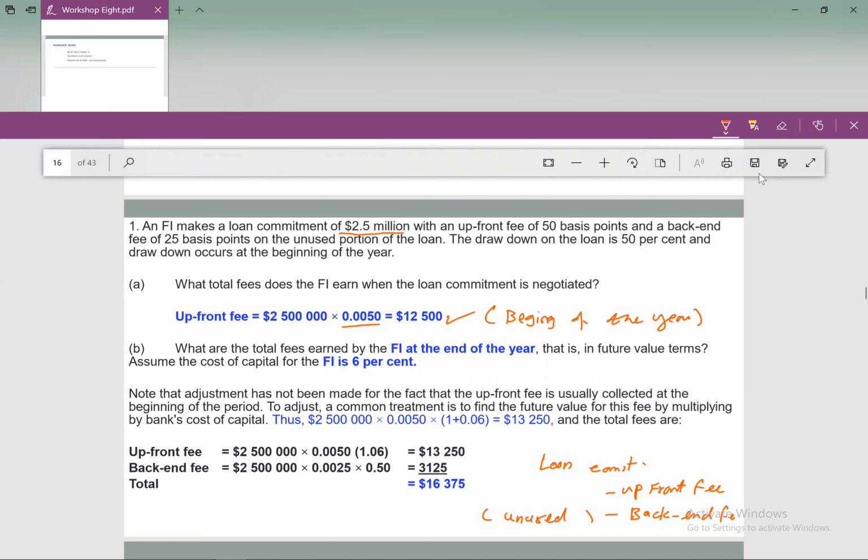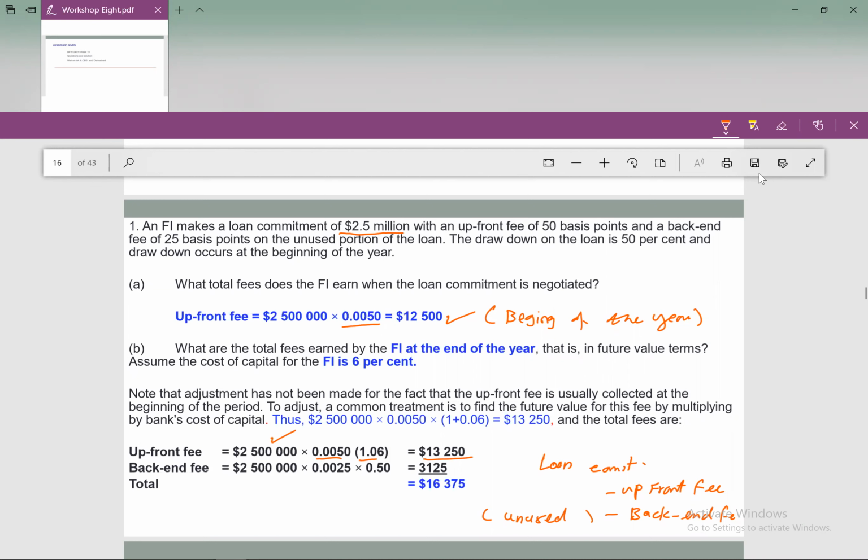So how much are you going to get at the end of the year, assuming the following, assuming that the withdrawal was only 50% of this loan commitment. So in this case, you will charge the upfront fee of 12,500, and that you can invest for 1 year at 6%, because this is the beginning of the year, it will be 13,250.